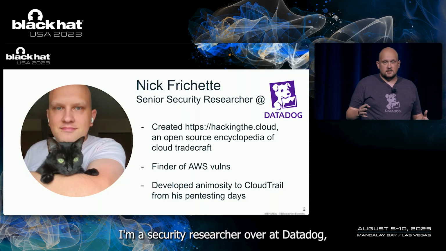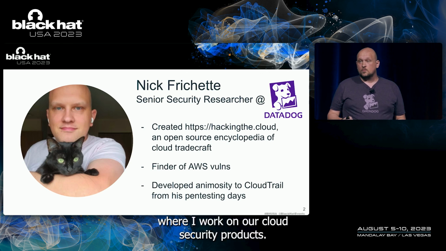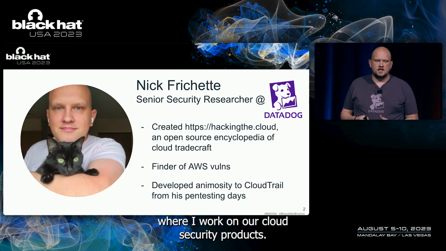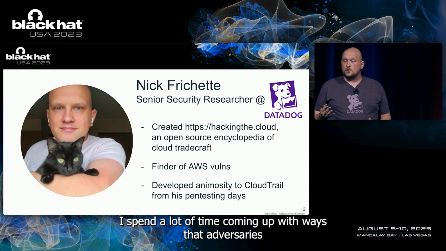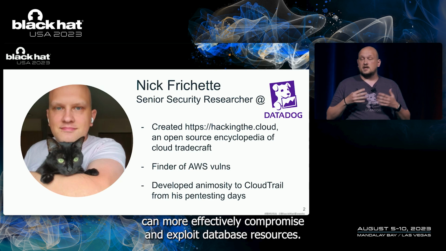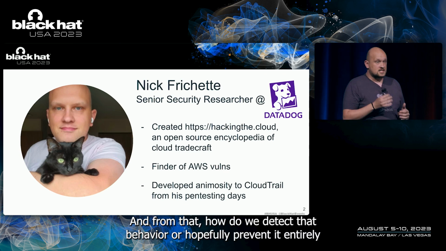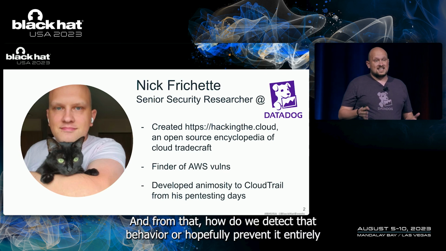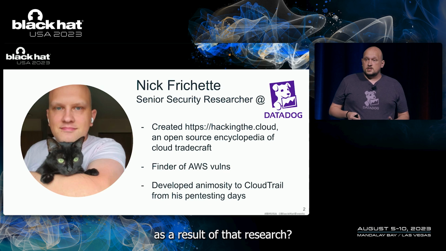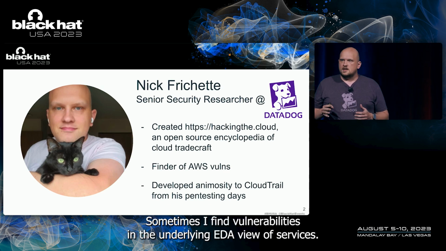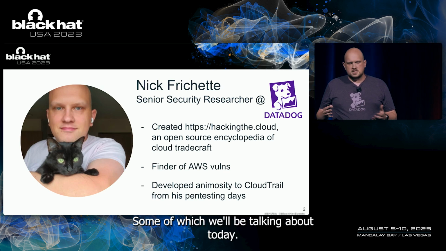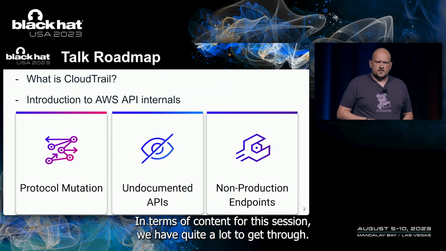My name is Frichette. I'm a security researcher over at Datadog, where I work on our cloud security products. I spend a lot of time coming up with ways that adversaries can more effectively compromise and exploit AWS resources. And from that, how do we detect that behavior or hopefully prevent it entirely? As a result of that research, sometimes I find vulnerabilities in the underlying AWS services, some of which we'll be talking about today.